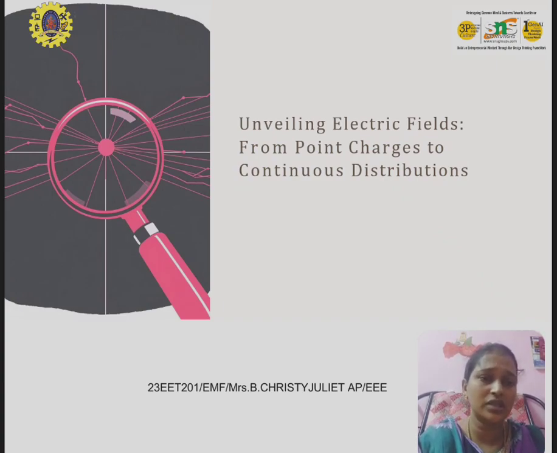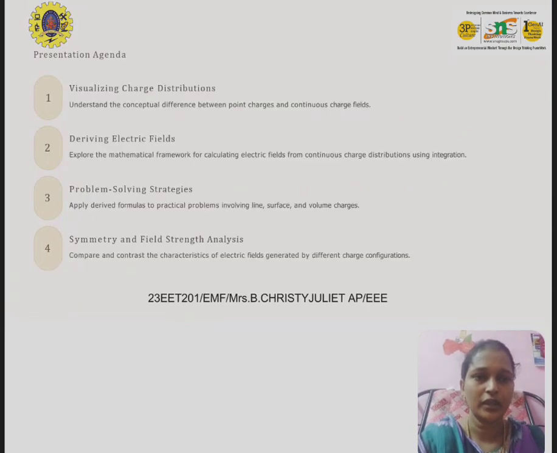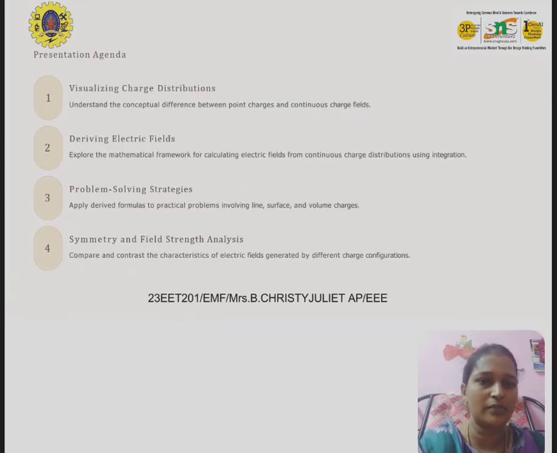Now we are going to see how the electric field will be in these kinds of charge distributions. So this is the agenda. We are going to see the charge distributions and then the electric field, how it is being calculated in these charge distributions, and then we'll have some analysis on this.